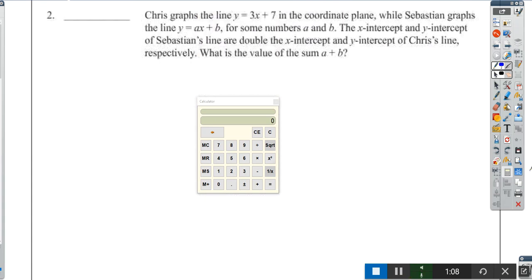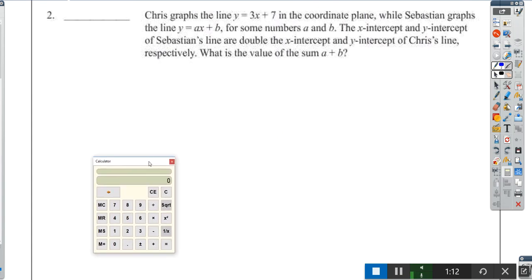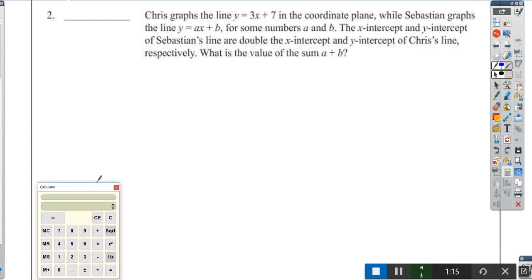All right, problem B, number 2. Now this one doesn't really require a calculator either. And I'm going to go through a long-winded explanation. The answer is clearly 17, but here we go.